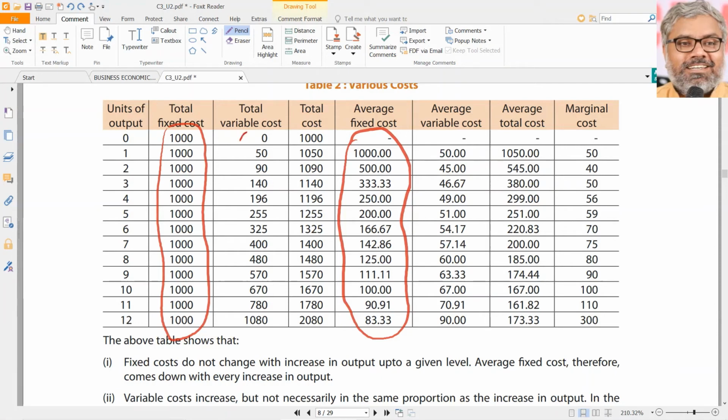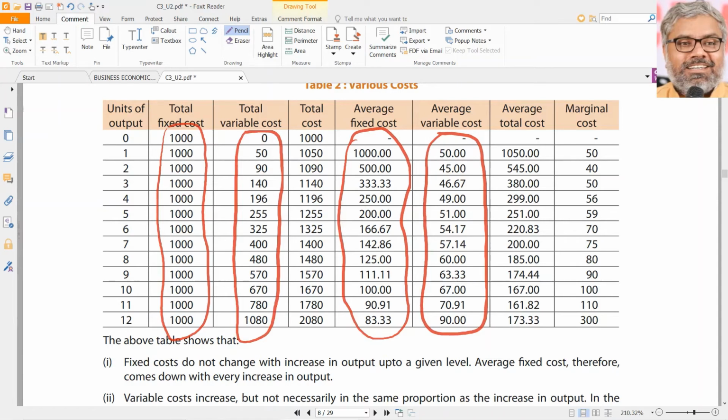Now coming to the total variable cost, naturally total variable cost will be directly related to the output. As the output is increasing, the total variable cost always increases. This is total. Now, what about average variable cost? Average variable cost is different. Average variable cost, if you observe, is first of all what? Total variable cost divided by number of units.